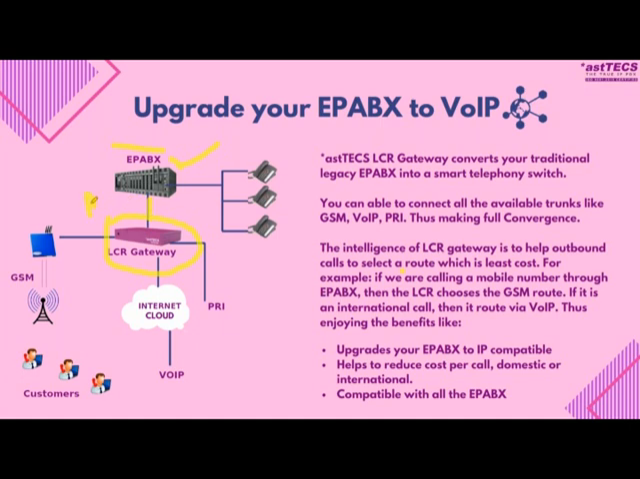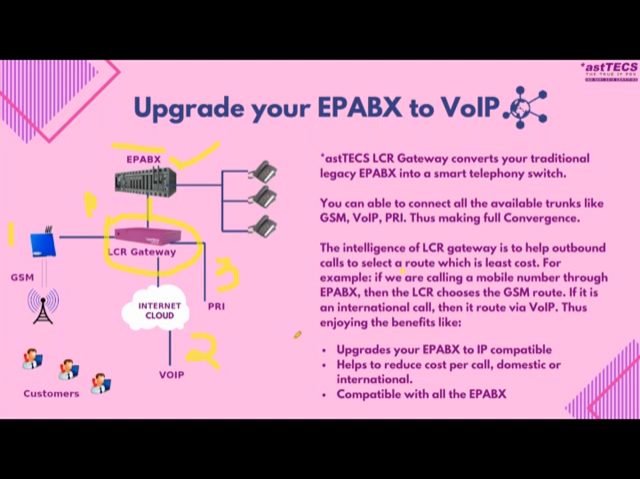It's basically a PRI to PRI pairing. The only thing we require from the IPABX is that it should have a PRI port, or it should be compatible with PRI. The LCR gateway has an inbuilt PRI. So you connect the LCR gateway to the existing PBX. Along with that, see, the VoIP is only one part of it. Once you connect the LCR gateway to your PBX, you can use basically three trunk lines. One is GSM, the other one is the VoIP, the other one is the PRI.